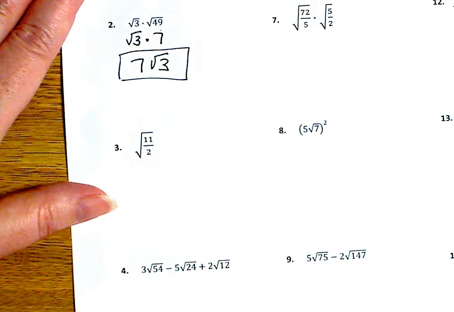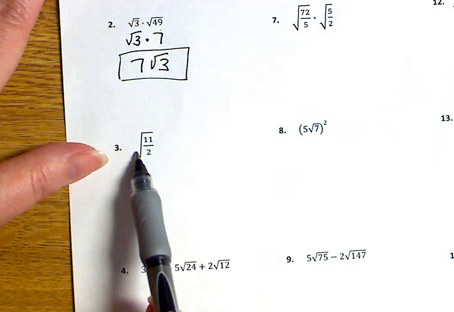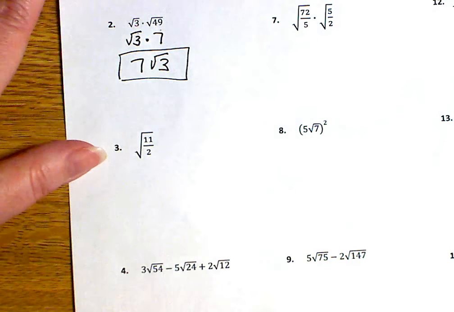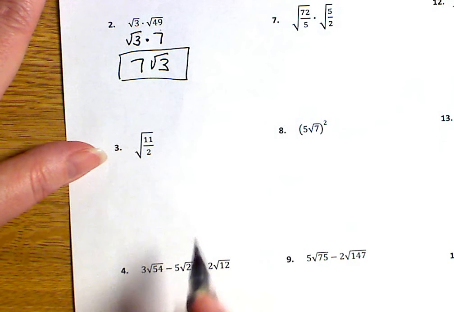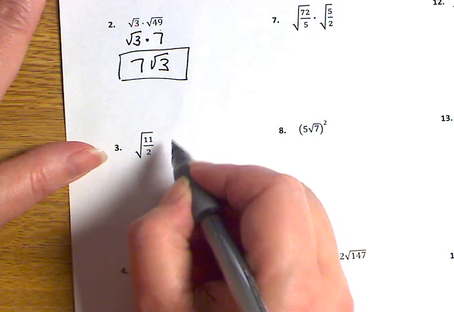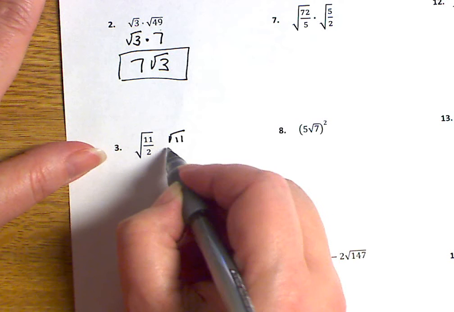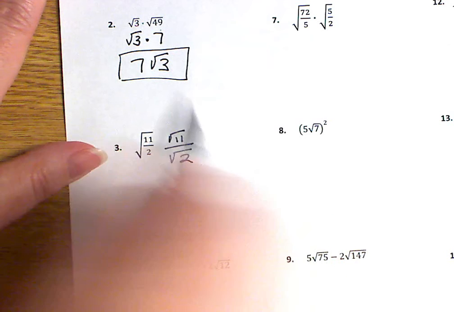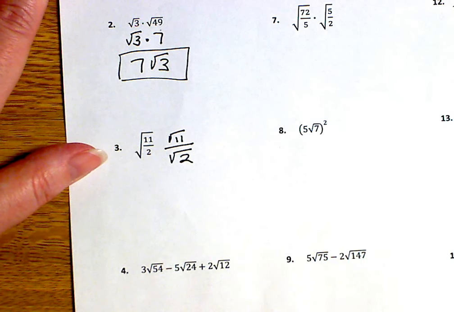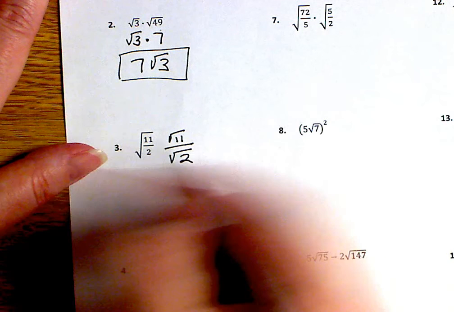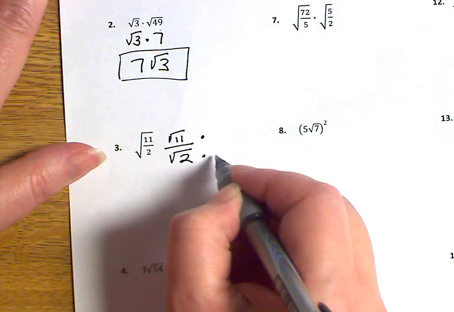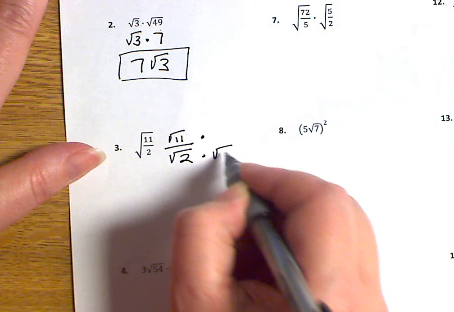When you have a square root and then you have a fraction, the first thing you want to do is break it up, so you have the square root of 11 over the square root of 2. What is the rule? What can't we have on the bottom? A square root. Can't have a radical. So we're going to multiply both the top and bottom by the square root of 2.